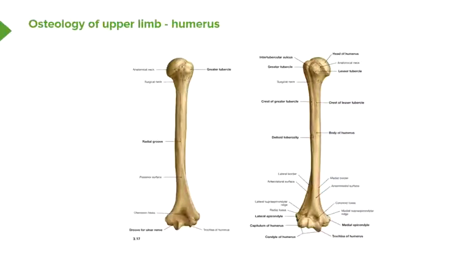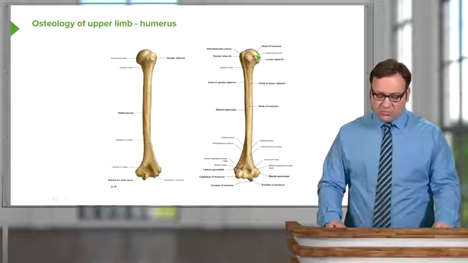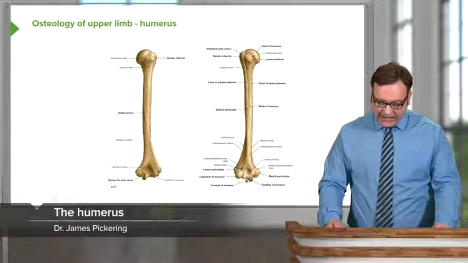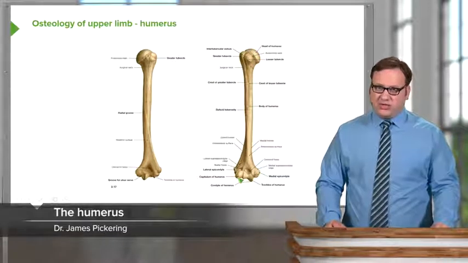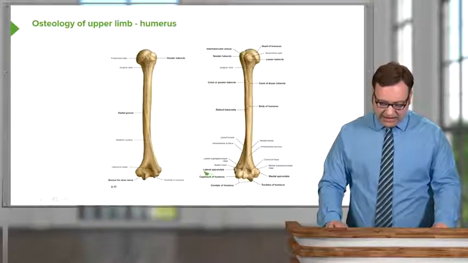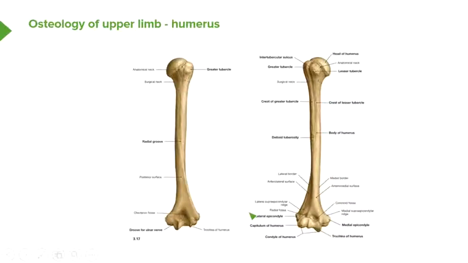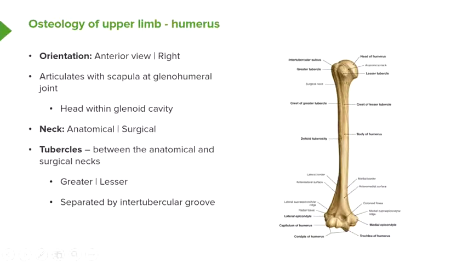Now let's move to the humerus, this long bone that sits within the arm of the upper limb. It attaches proximally via the head of the humerus to the scapula and articulates distally at the elbow joints with the ulna and the radius. So here we can see both an anterior and a posterior view on the slide. Let's look at this in more detail.